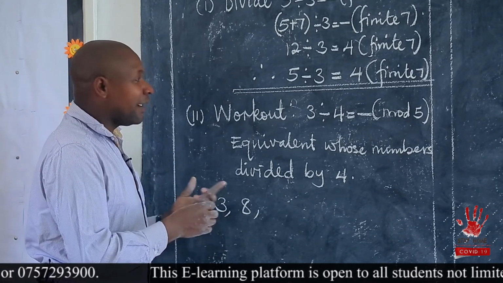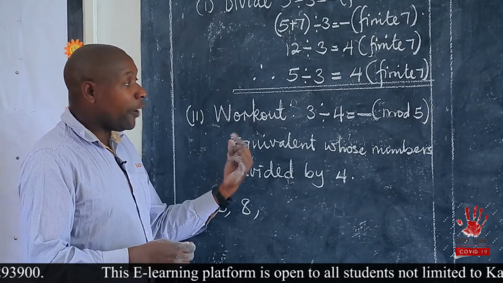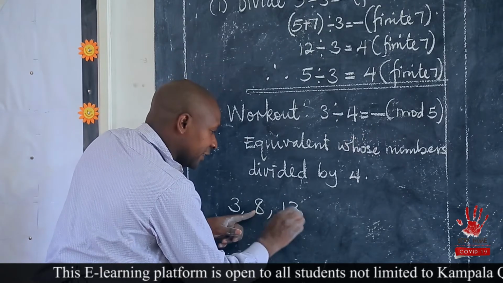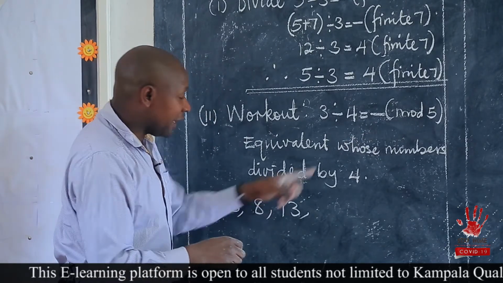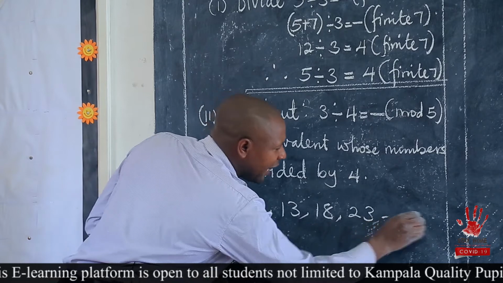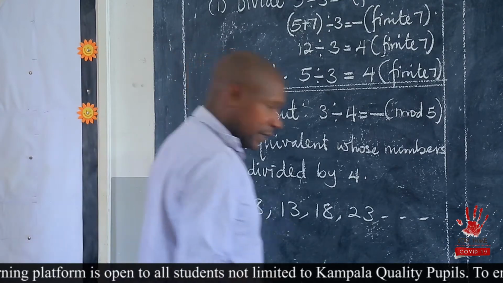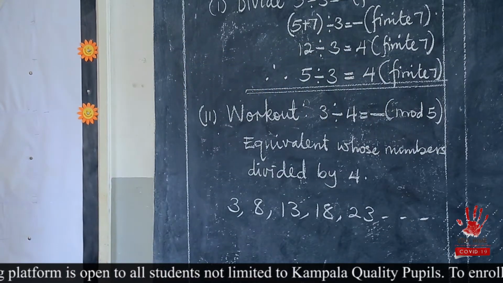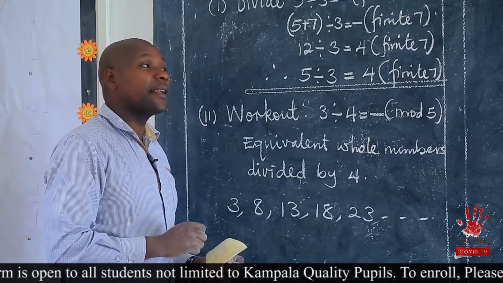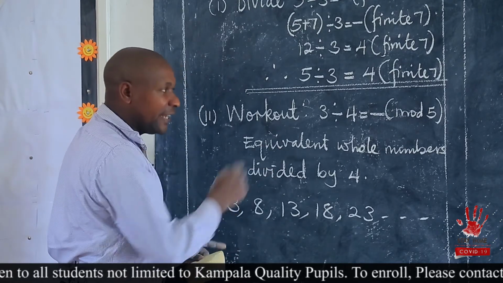But it does not matter. Even if you continue, you come back and look for the smallest number that is exactly divisible by 4. After 8, we continue adding 5, you get 13. These are all equivalent. Then 13 plus 5 is 18, 18 plus 5 is 23, and many others. But now we come back to our list of equivalent whole numbers. I'm sorry, there is a mistake somewhere. Equivalent, not whose, but whole numbers. Somebody has observed this mistake, but hope you have corrected it. Thank you so much. These are equivalent whole numbers in finite 5.